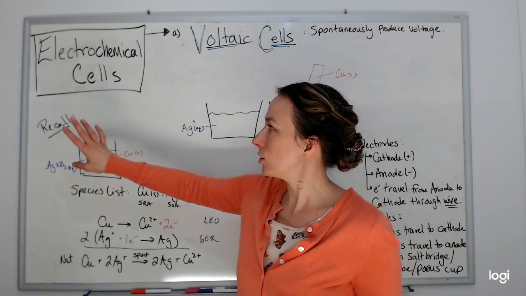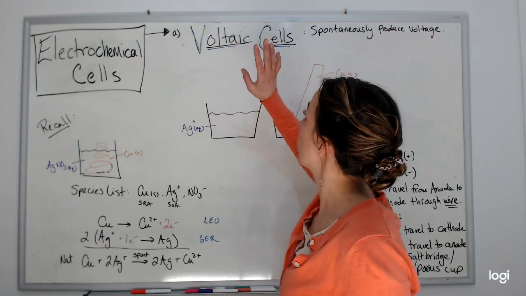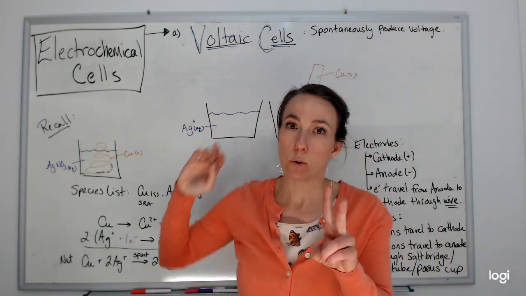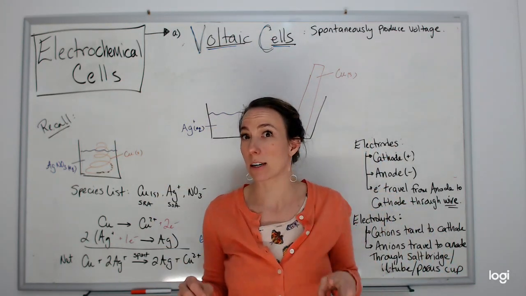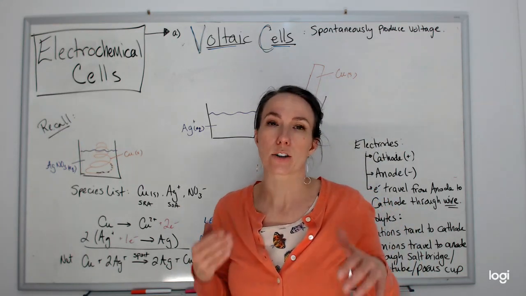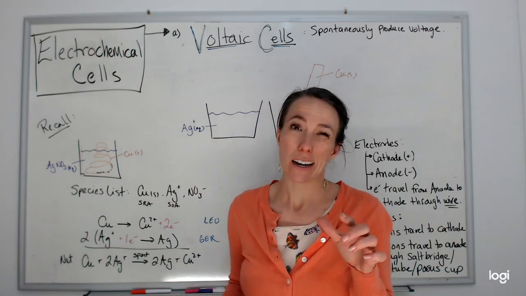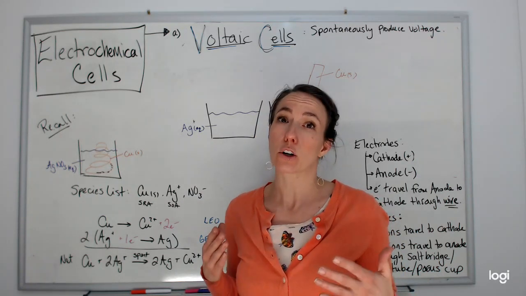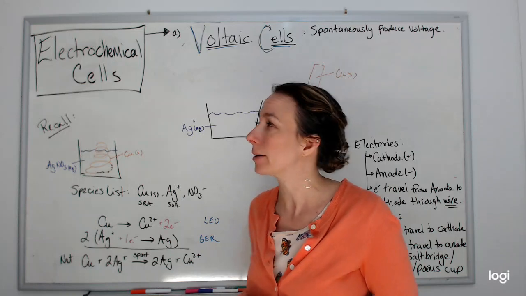Okay, so today I want to cover voltaic cells. There are two kinds of electrochemical cells, voltaic cells and electrolytic cells. These voltaic cells are spontaneous reactions. They're going to produce a voltage. It's a fancy way of saying a battery. We're going to learn what's inside a battery today.